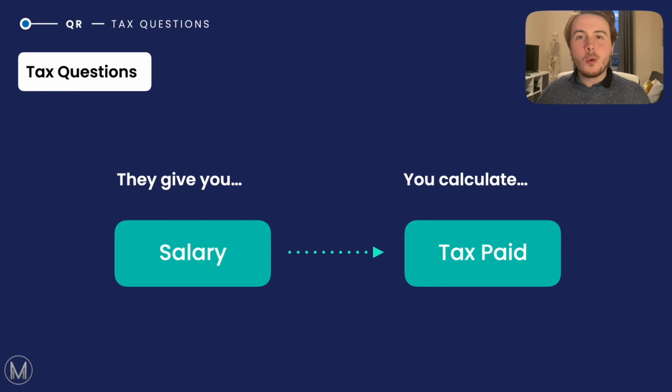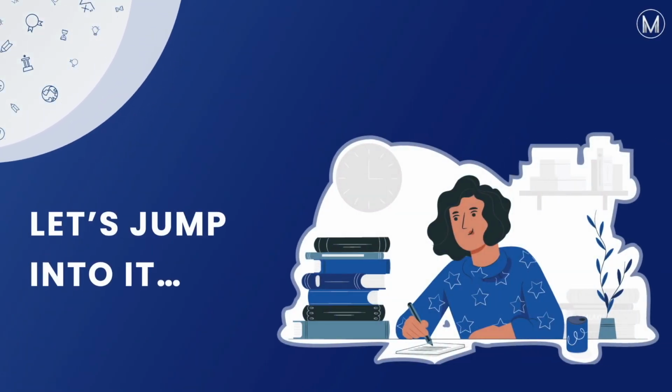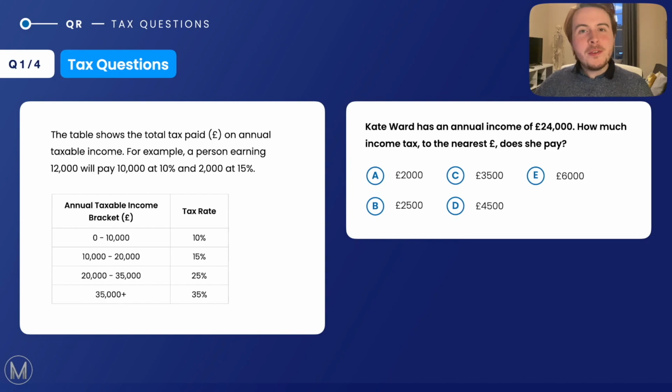So when we think of what tax questions are fundamentally asking for, you're going to be given a salary and asked to work out a tax paid. That is so deceiving because it is so much more complex than that, but let's go through the steps of it. So if you feel comfortable giving one a go yourself before we talk through the steps, I want you to pause the video now and give it a go. But if not, don't worry, we're going to talk through it step by step.